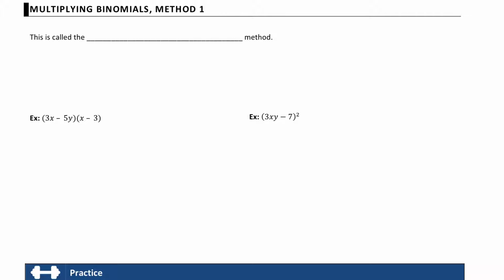Now let's try another method to do the same thing. The first method that we learned originally is the fundamental way of solving these. But there are some shortcuts. The first shortcut method is called FOIL, where F stands for first, O stands for outside, I stands for inside, and L stands for last. So let's try this in a real example.